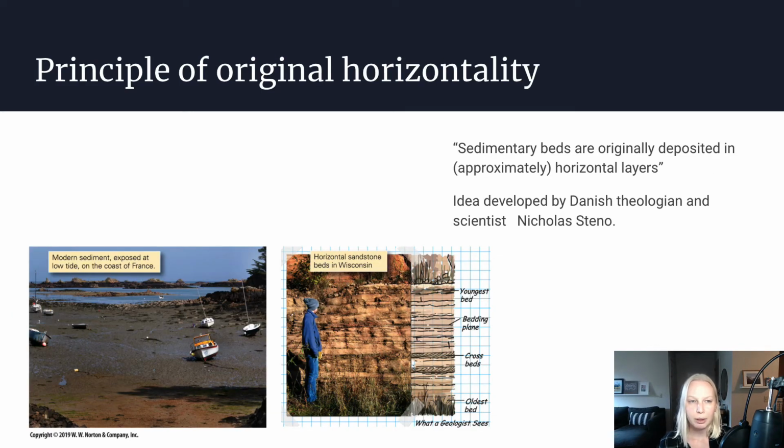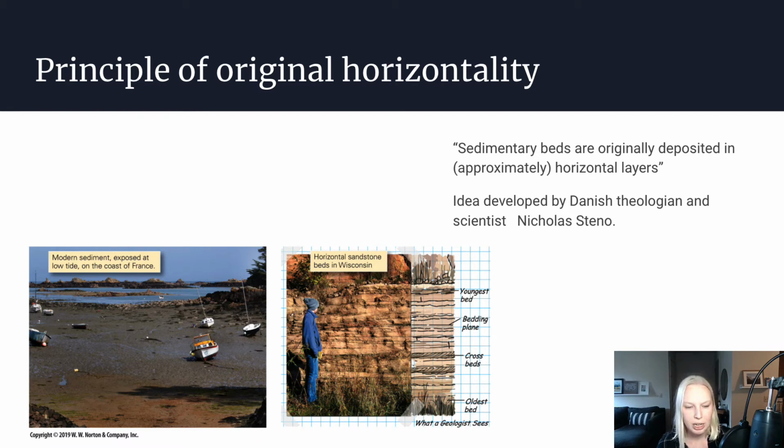All right, next we're going to talk about the principle of original horizontality, and this is a concept that you're probably a little bit more comfortable with, given that we've talked about sedimentary rocks in a previous lesson. This is just the principle that states that sedimentary beds are originally deposited in approximately horizontal layers. For the most part, it's true that sedimentary rocks are deposited in horizontal layers. If they're deposited on a slight slope, there's a chance that they may not be exactly horizontal, and they may be thicker at one end and thinner on another. But for the most part, you can assume that they're deposited horizontally. And this was an idea developed by a Danish theologian and scientist named Nicholas Steno.